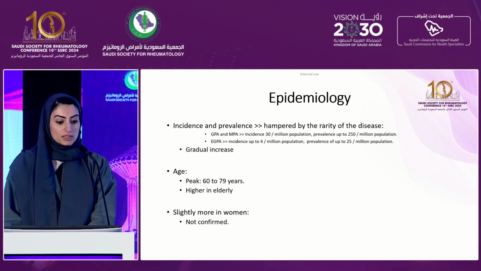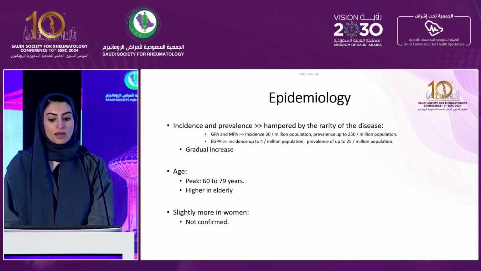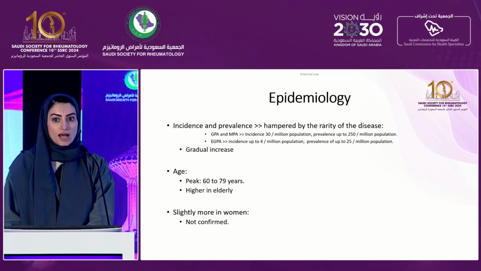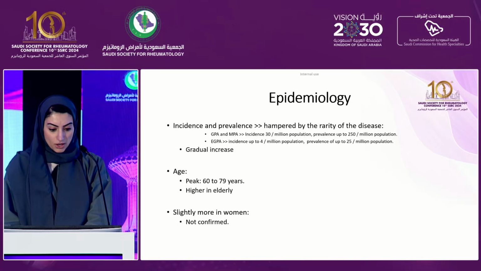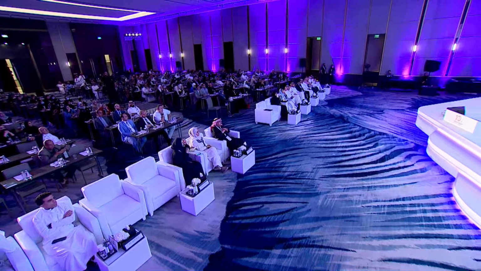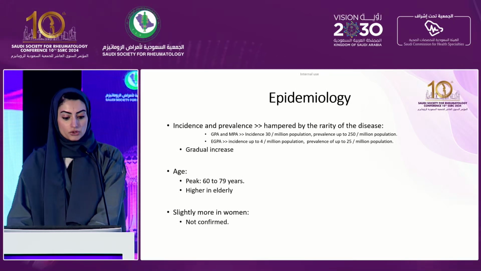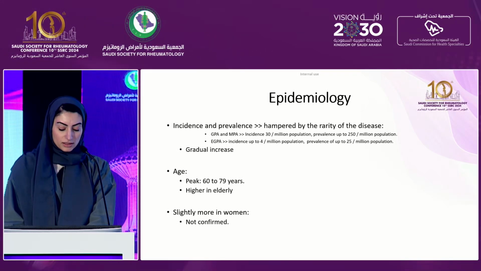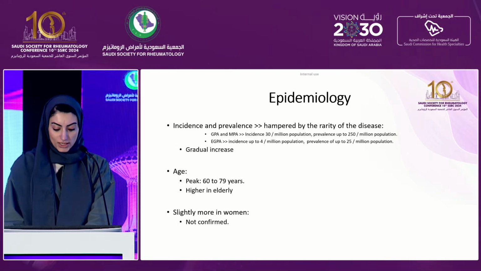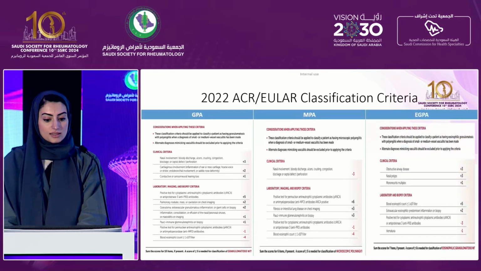A little about epidemiology. The incidence and prevalence are hampered by the rarity of the disease. However, we are seeing an increase in cases of ANCA-associated vasculitis nowadays, and that's because of many factors, including climate changes, as well as improved classification criteria and improved testing of ANCAs, as well as increased awareness of the disease. It peaks between 60 to 79 years of age with a higher incidence in the elderly, and that's partly because of the increase in testing of ANCAs as well. It is slightly more common in women. However, this is not confirmed yet by studies.